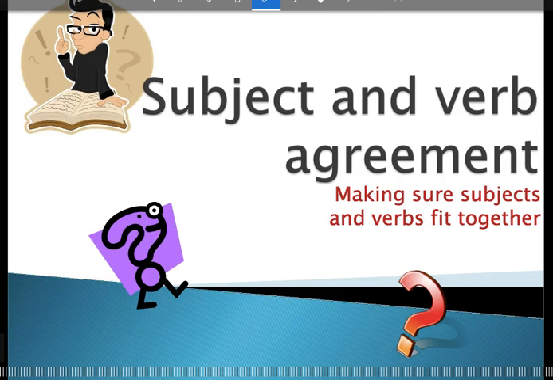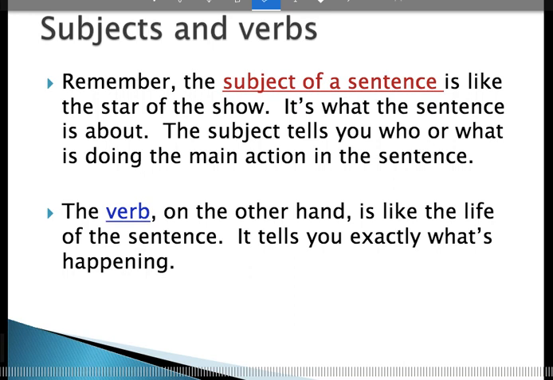Subject and verb agreement. So just like we talked about pronouns and antecedents needing to agree in number and gender, subjects and verbs also need to do a few things in order to agree in a sentence. So let's review first what subjects and verbs are.